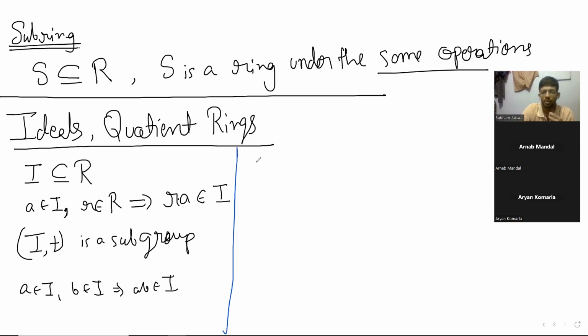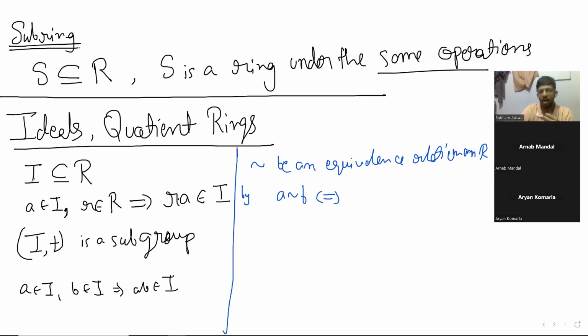Okay. So let tilde be an equivalence relation on R, defined by: we say that A is equivalent to B if and only if A minus B is in I. So basically, we are saying that I is 0. We want to say I is the new 0. So A is equivalent to B if A minus B is in I. That is all.